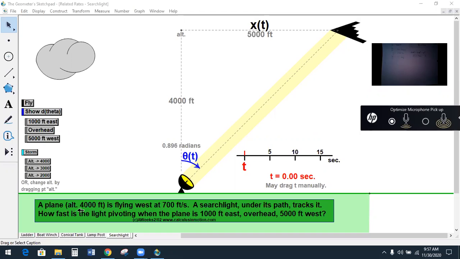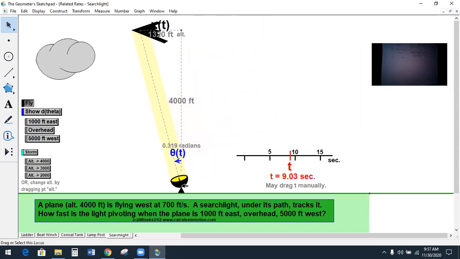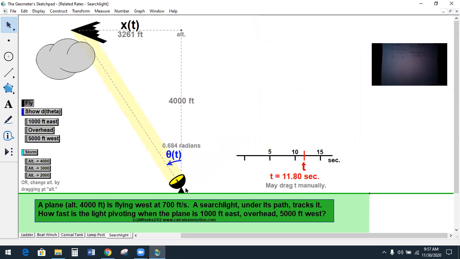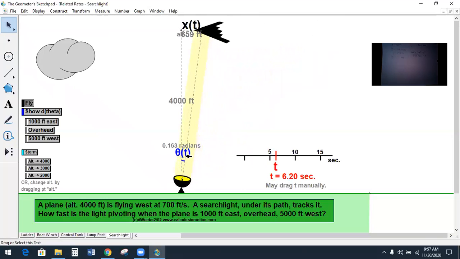All right. A plane is at an altitude of 4,000 feet. That's not changing. It's flying at a constant altitude. So the 4,000 is constant. It's flying west. Let me go ahead and make it fly. All right, so there it goes. 700 feet per second. The searchlight under its path is tracking it. So here, let me wait till it comes back. There you go. All right, so this is the angle that we're looking at there.